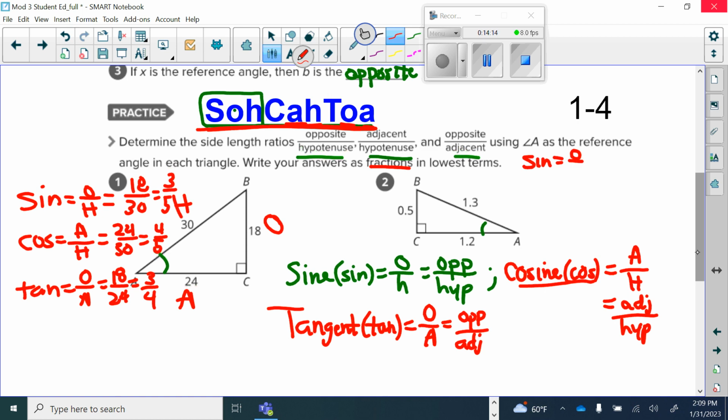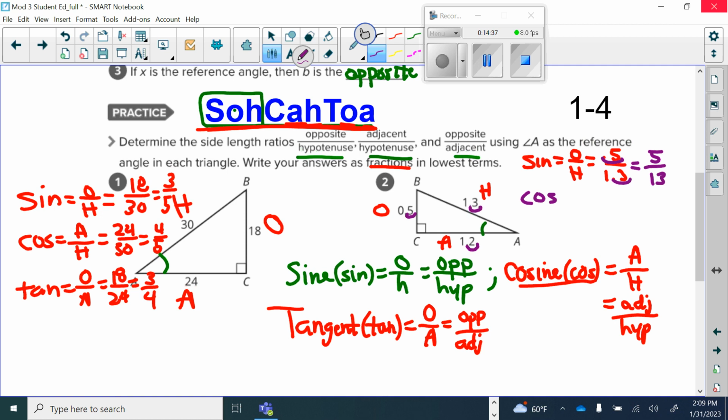Opposite. Okay, so the reference angle is A, so there's the opposite, the adjacent, and the hypotenuse. Sine is opposite over hypotenuse: 0.5 over 1.3. Remember, no decimals in a fraction, so we multiply by 10, move the decimal across one, and I get 5/13. Cosine. Now I could just multiply each of these by 10 right now to get rid of the decimals.